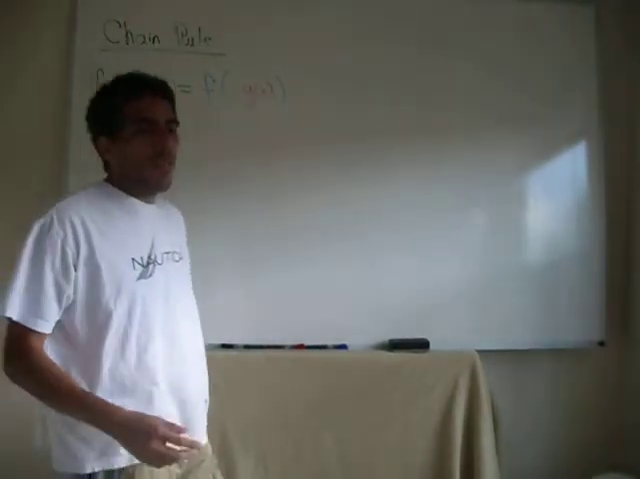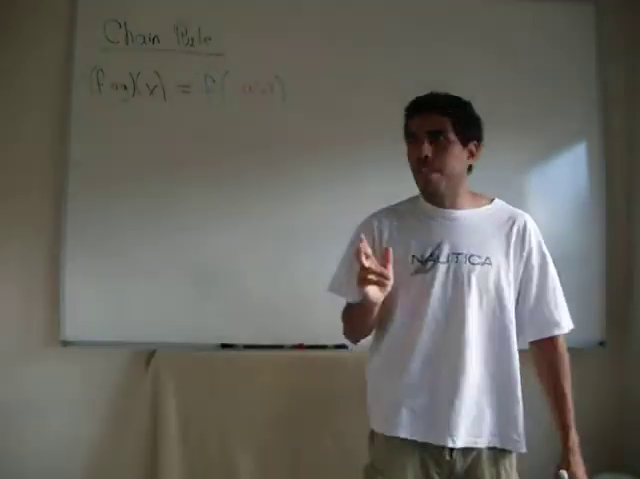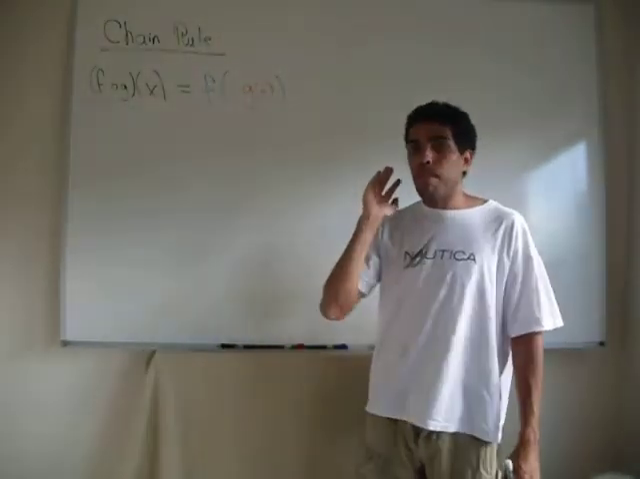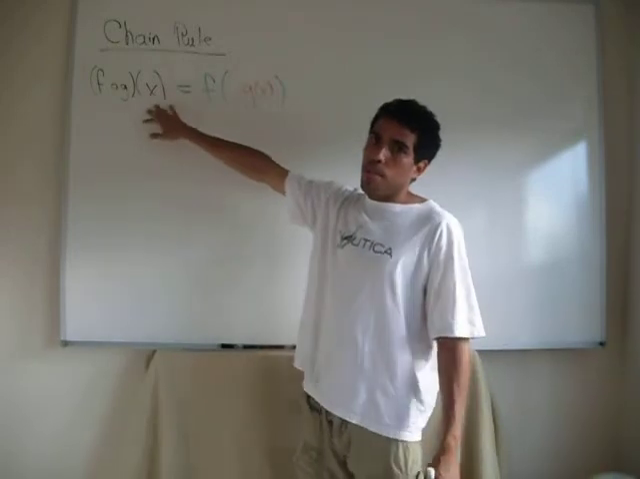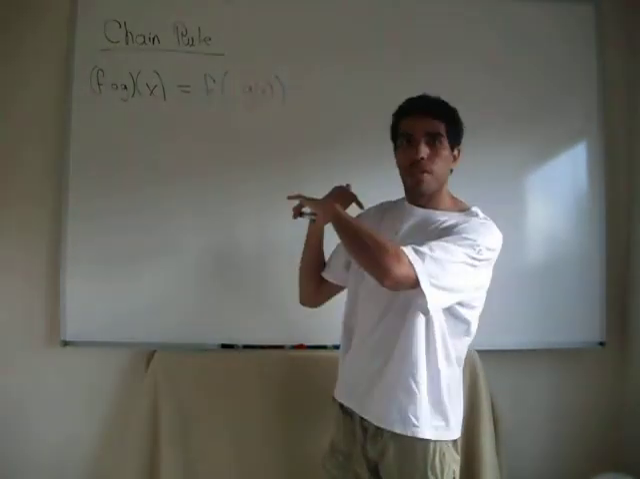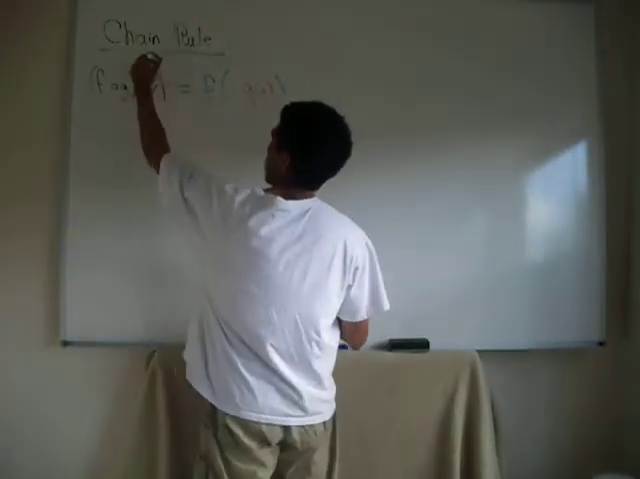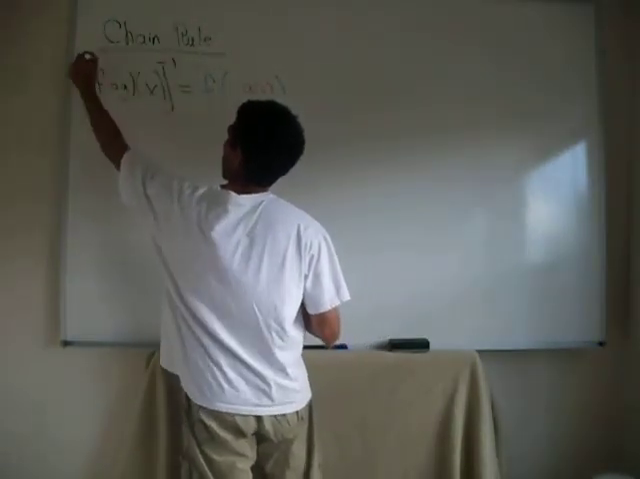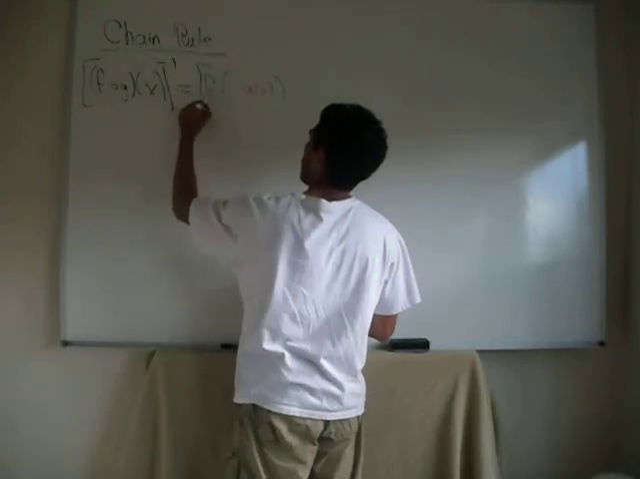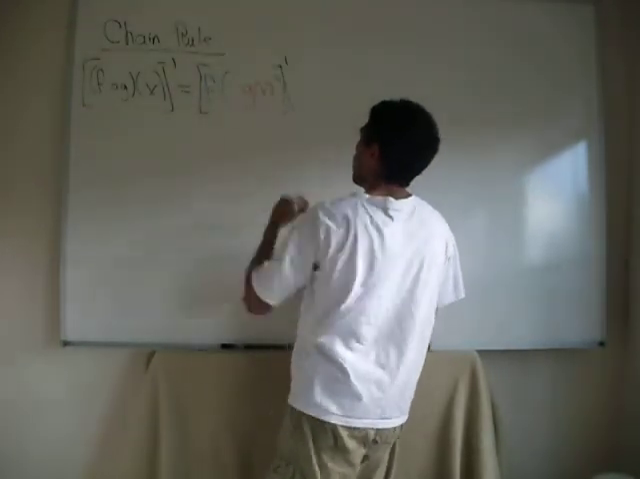Hi and welcome back. We're on the second part of the two-part video on chain rules and their derivatives. Now we understood what a composition of functions is. Now we're going to find the derivative of a composition of functions. So the chain rule states the following.